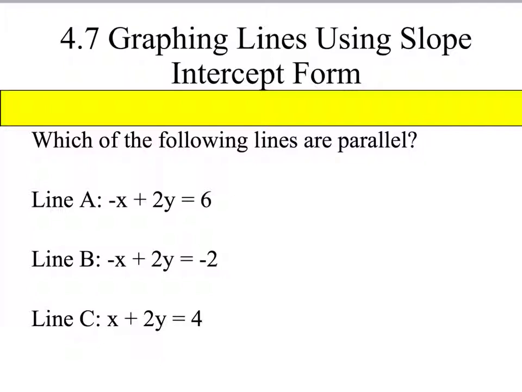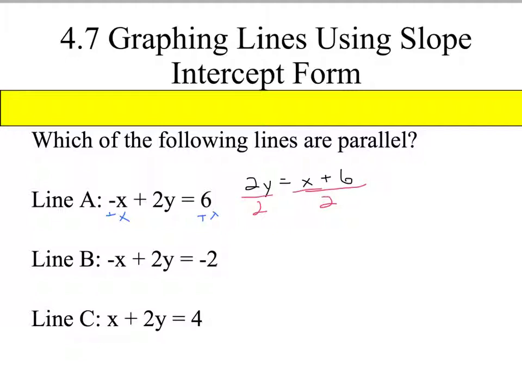All right, so looking at this, they need to have the exact same slope. So if I look at line A, I'm going to get x out of here on that left side. So now I have 2y is equal to x plus 6.